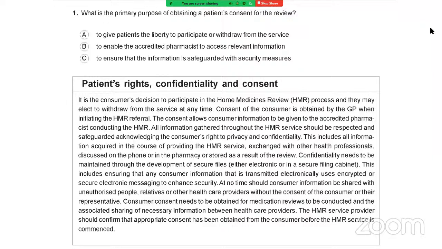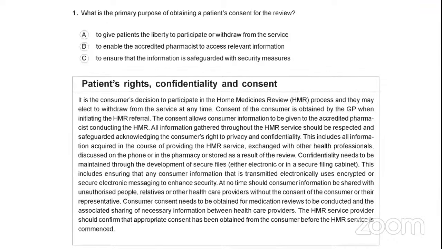In this third line, it says that the consent allows consumer information to be given to the accredited pharmacist conducting the HMR. So the question is the purpose of obtaining a patient consent for review is to enable this accredited pharmacist to do the HMR. So it is written here to enable the accredited pharmacist to assess the relevant information. All right, that's very nice. Thank you very much. You can mute back.